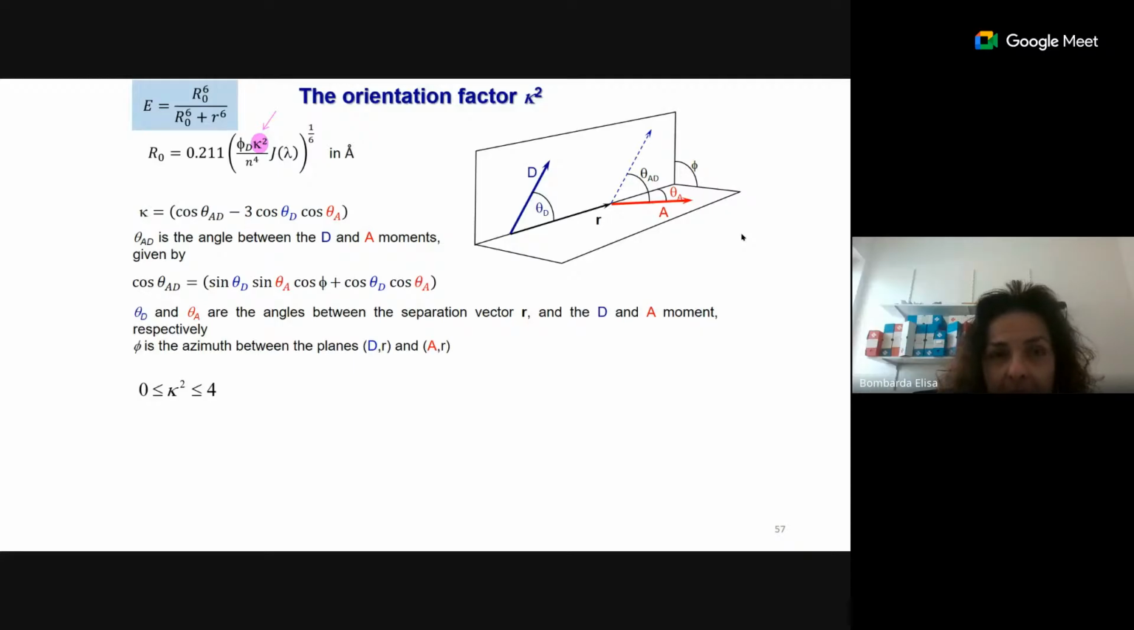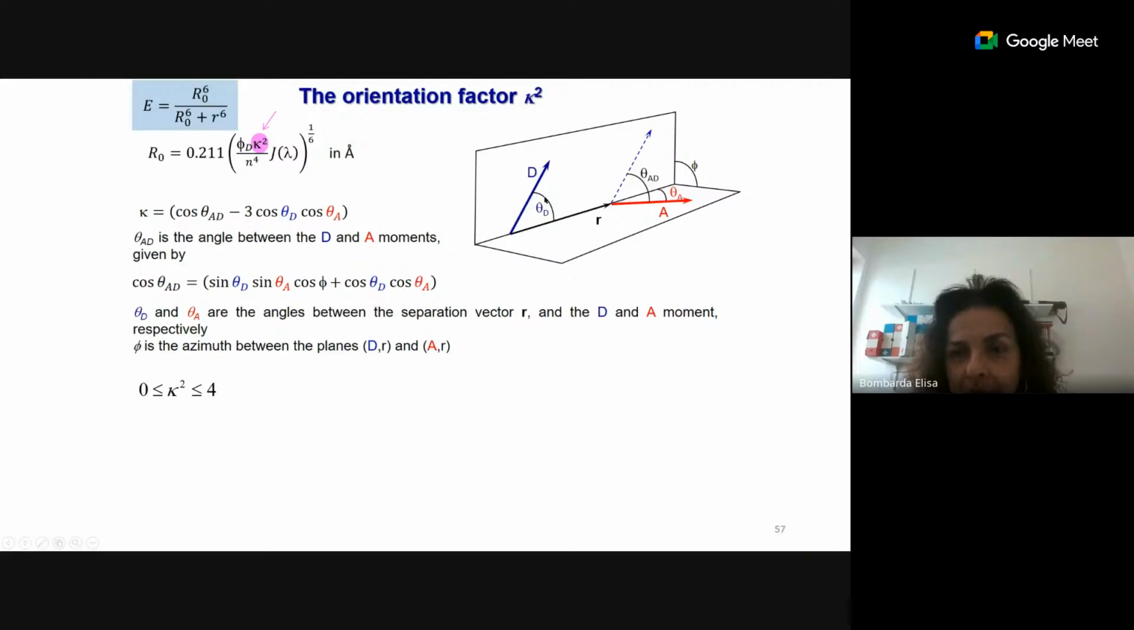Okay, just what I was saying, just to say how the orientation factor is calculated. It plays a role in the critical radius, the Förster radius here. And we saw that it was this combination of cosines of the angles that are described here. So in blue, you have the dipole of the donor, in red, the dipole of the acceptor, and all the different angles are defined.